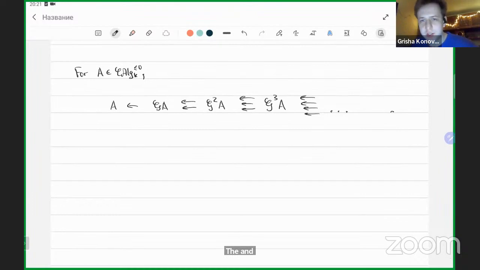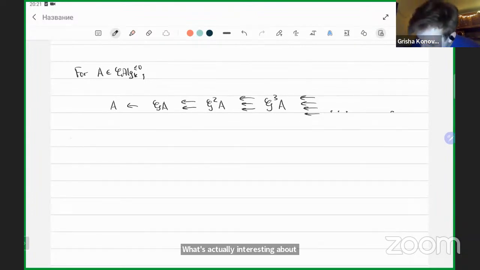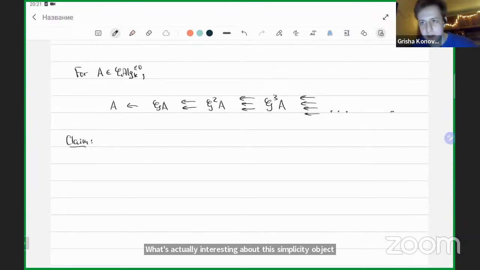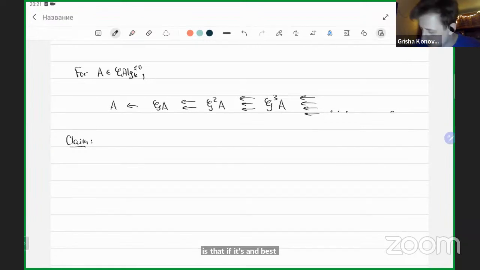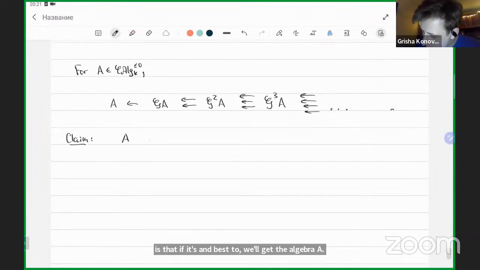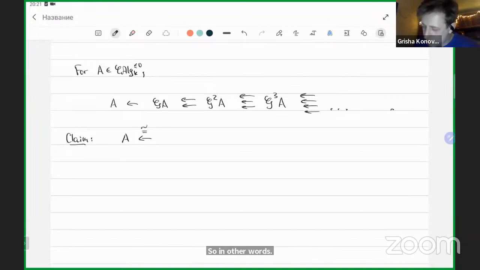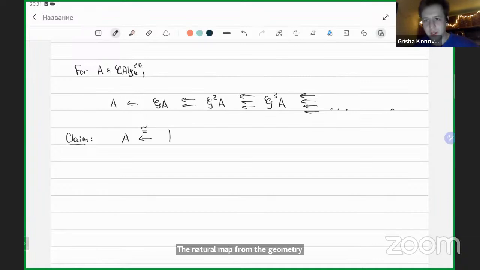What's actually interesting about this simplicial object is that if we truncate it and pass to the colimit, we will get the algebra A. In other words, the natural map from the geometric realization to A is an equivalence.